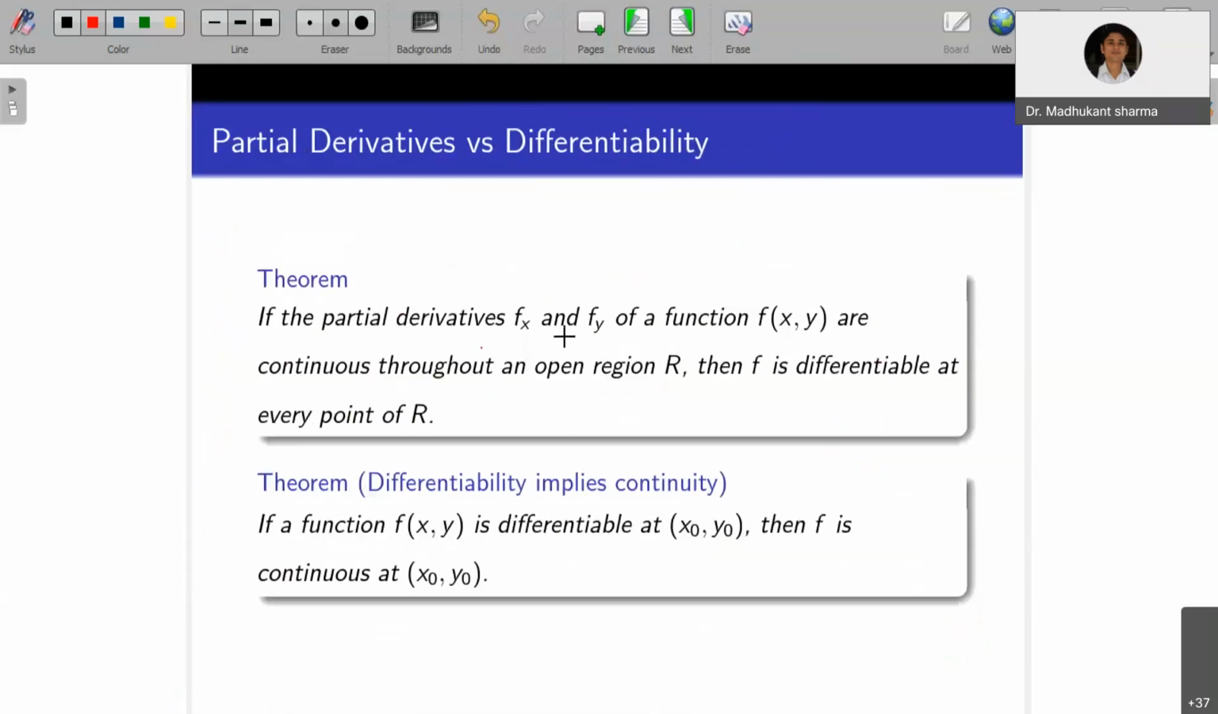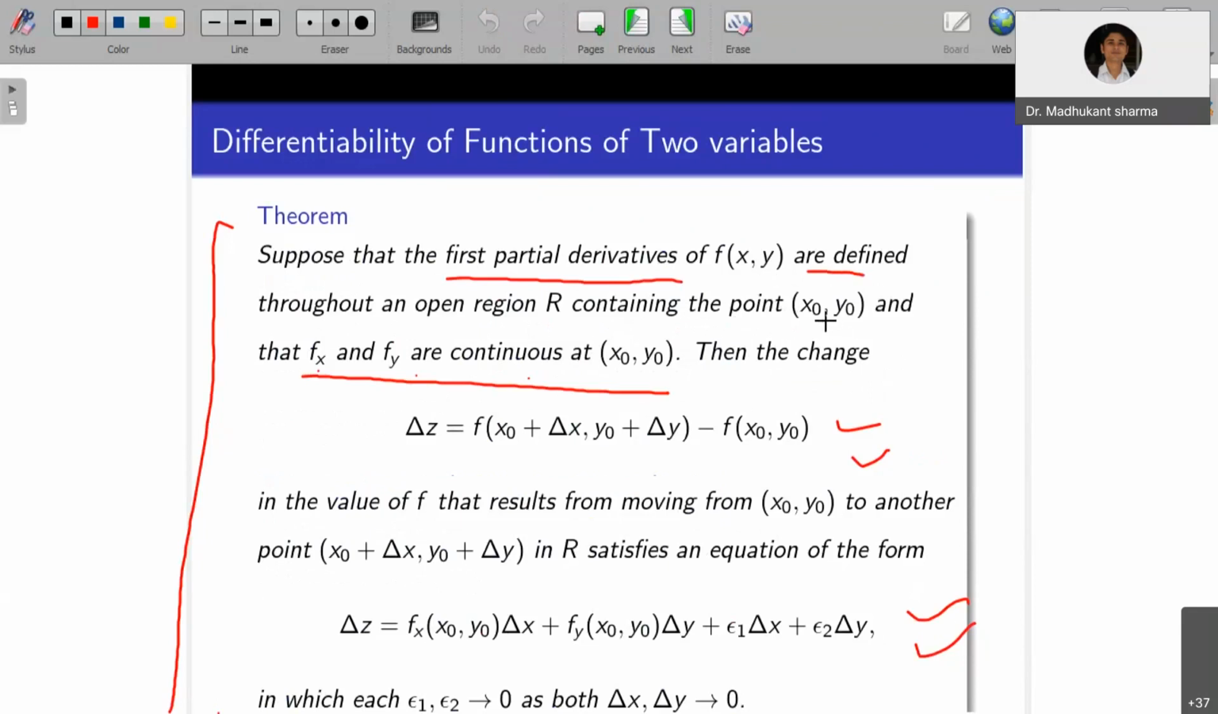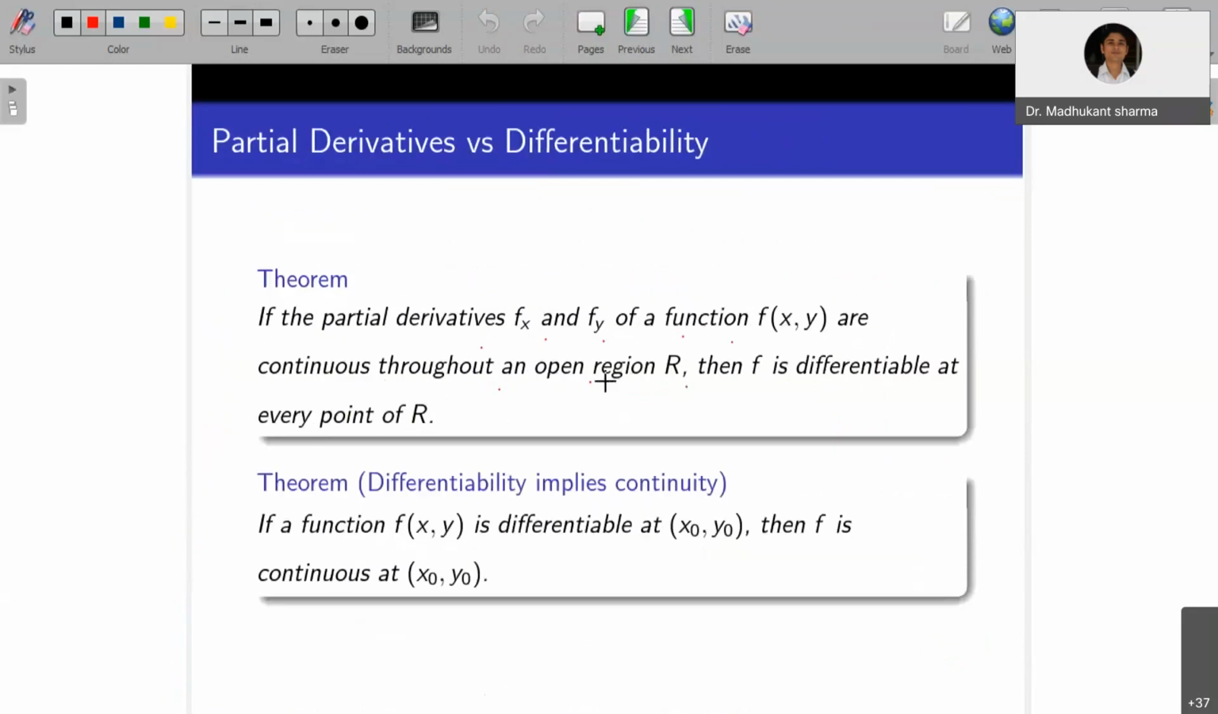If the partial derivatives fx and fy of a function are continuous throughout an open region R, then f is differentiable at every point of R. Earlier you talked about a point, now you can talk about the region, the domain. If all the partial derivatives are continuous throughout an open region R, meaning at every point these partial derivatives are continuous, then it is differentiable at every point also. So whenever you want to check the differentiability of a function of two variables, you can simply check the continuity of the first partial derivatives. If that holds, differentiability follows.